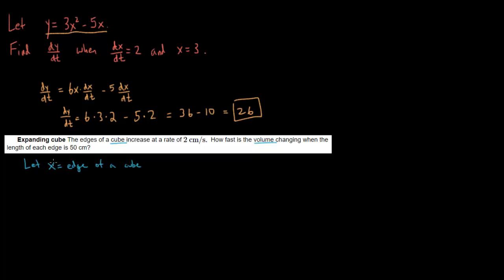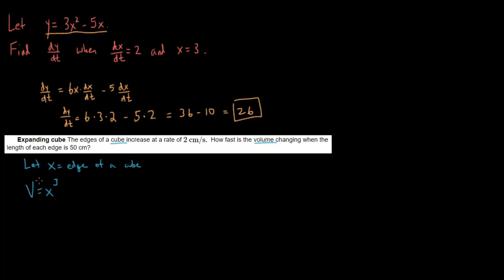But I'm going to use x here. I'm not doing my online homework right now. Let's just let x be the edge of a cube. So volume is what then? Well, to find the volume of a cube, all of the edges are the same length, and it's the area of the base times the height. So it's x times x times x, otherwise known as volume equals x cubed.